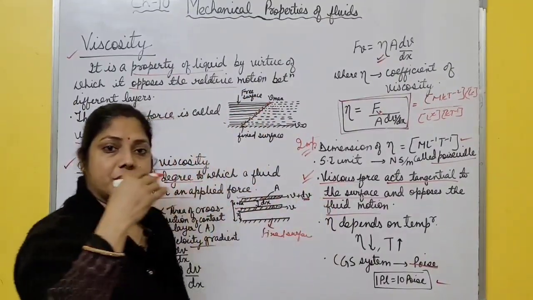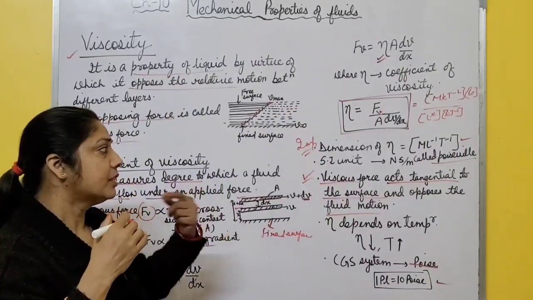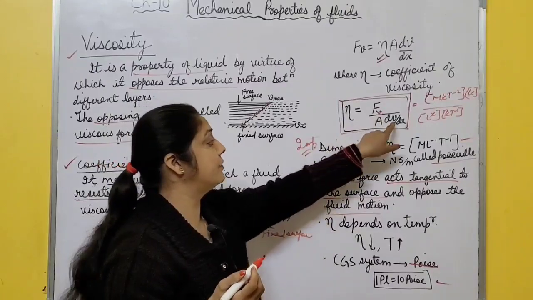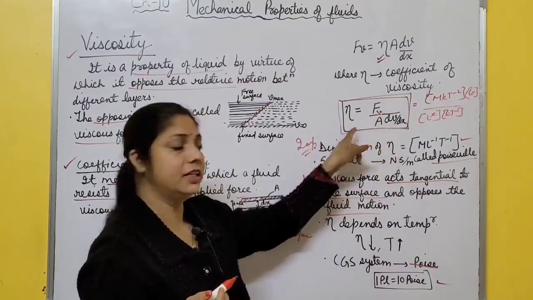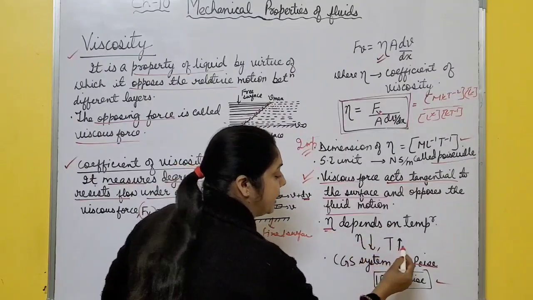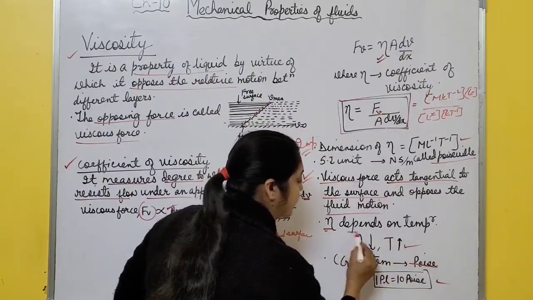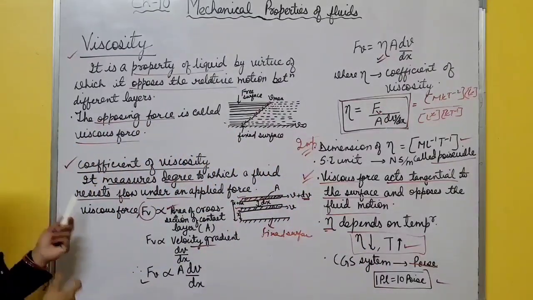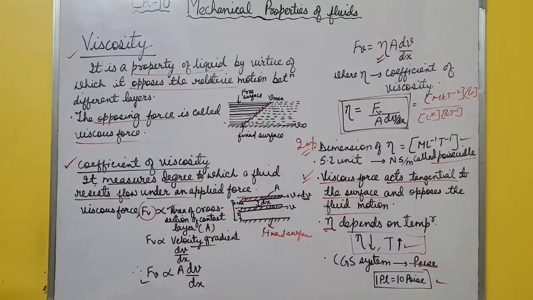Now when your temperature increases, what happens? When temperature increases, the velocity of different layers also increases, and when this velocity increases, the coefficient of viscosity decreases. So how does viscosity depend on temperature? When temperature increases, viscosity decreases. This one is also a very important point. So hope it's clear to all of you: viscosity, viscous force, coefficient of viscosity. Please take a screenshot of this one. Then we will discuss Stokes law next.